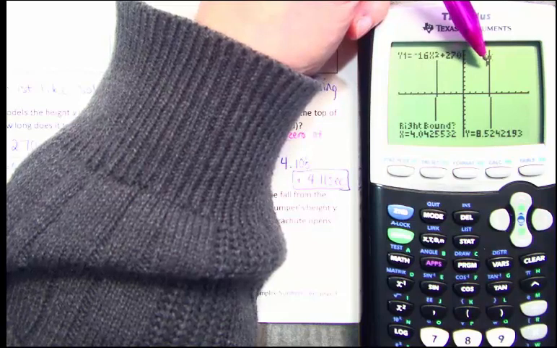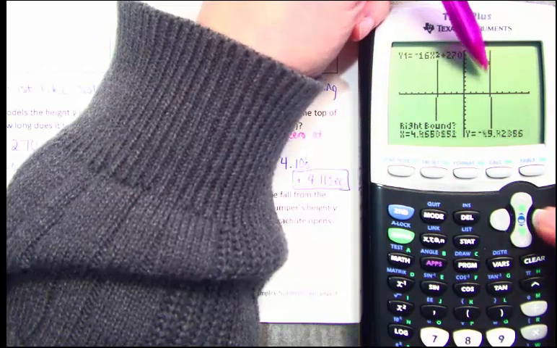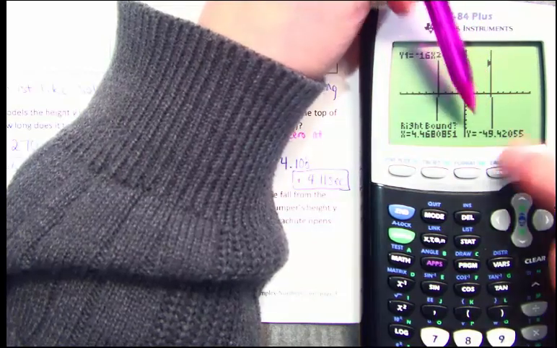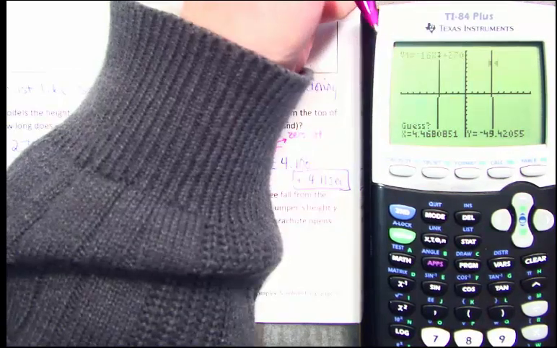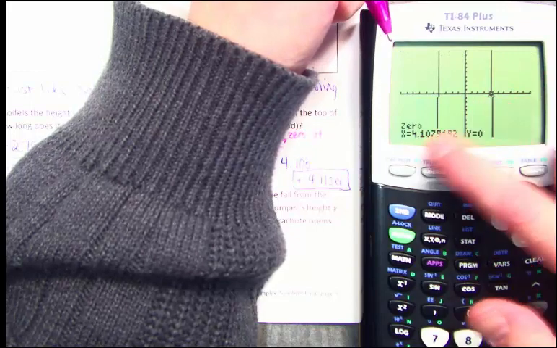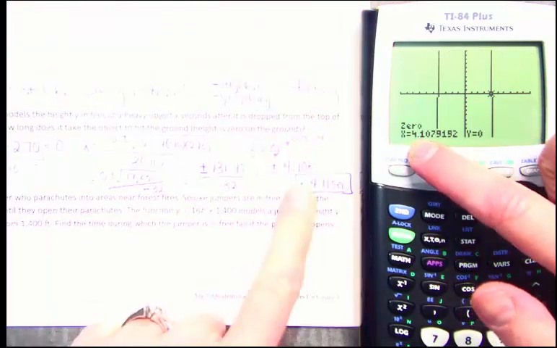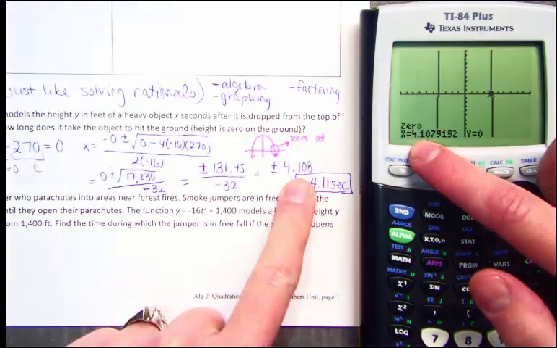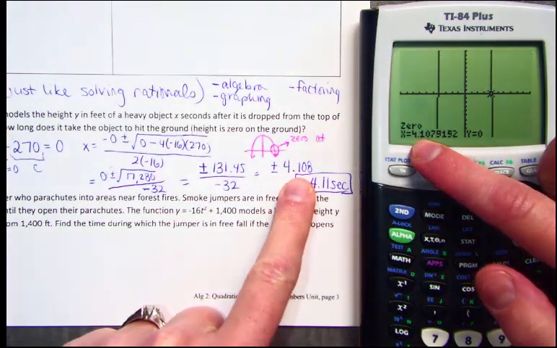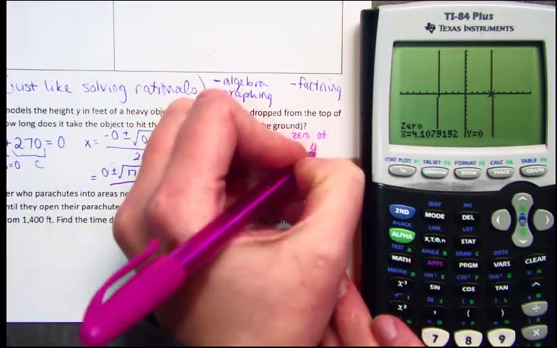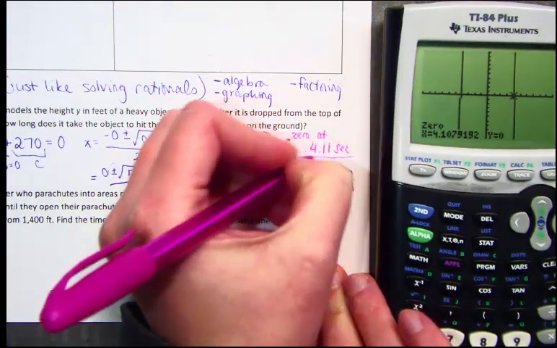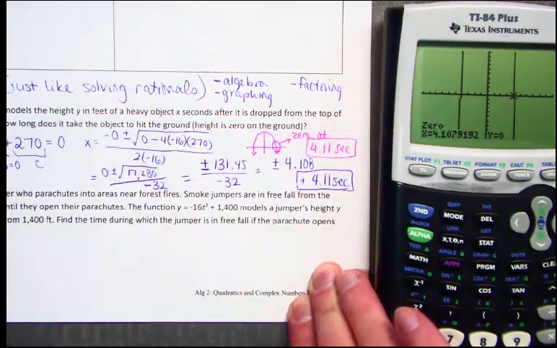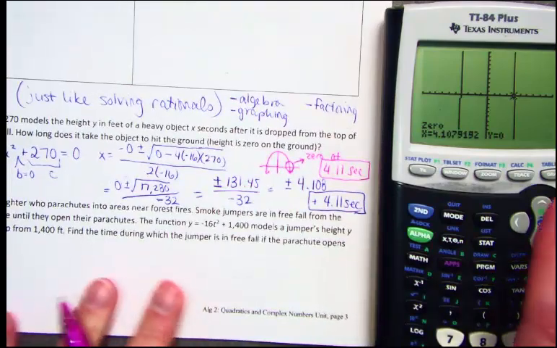I'll hit enter, and now I need to keep going to the right until I know I am past. And I already can tell I'm past because I'm down in the negatives. Somewhere between there is a 0, and it finds it at exactly the same place that I had calculated previously. So my 0 happens at 4.11-ish seconds. We'll take everything to 2 decimal places and round appropriately.